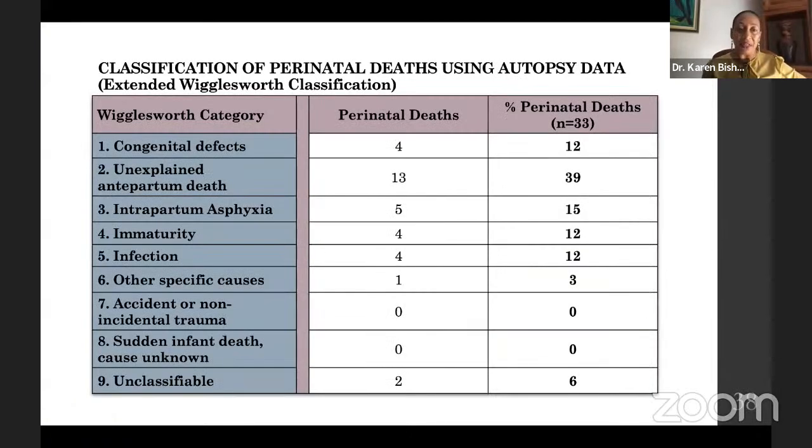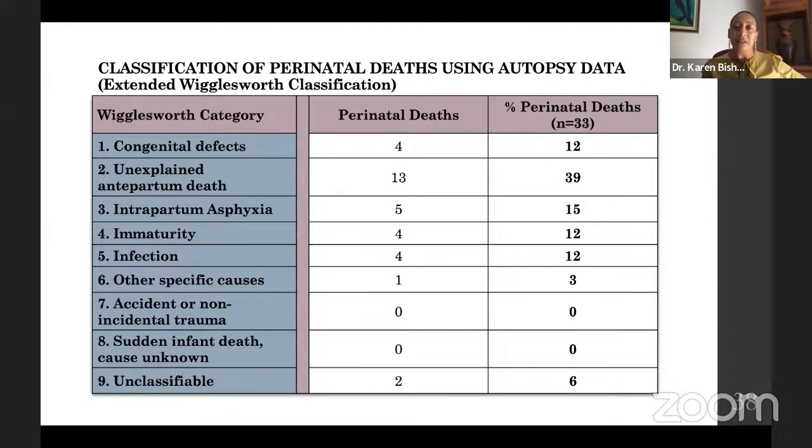So overall, if we look at all the Wigglesworth categories, I've gone through categories 1 to 6 with you. We had no babies who fell into 7 or 8. And we had 2 babies that ended up in the unclassifiable category, really because we were unhappy that we had enough information to clearly and comfortably put them in one of the categories above.